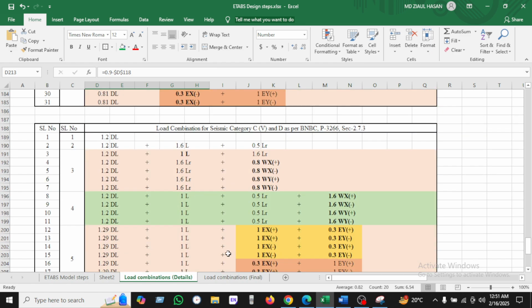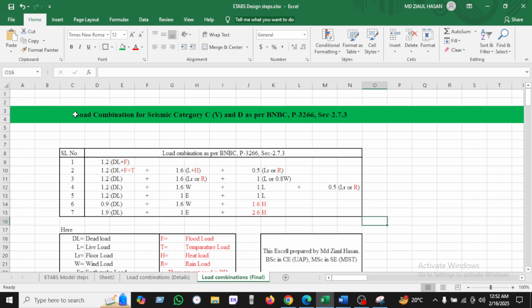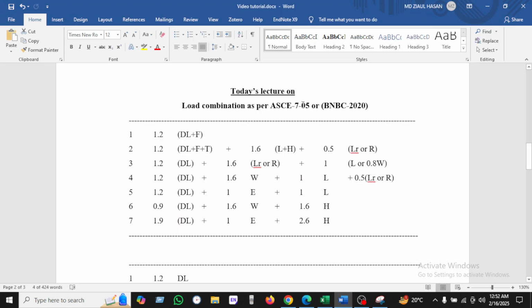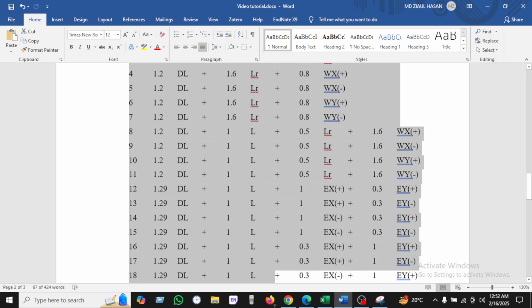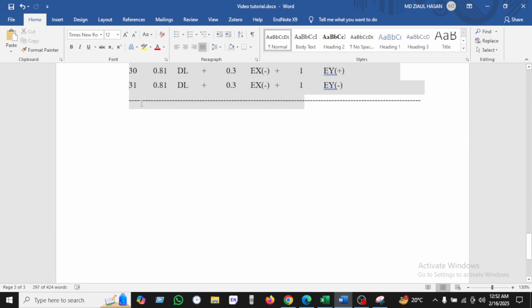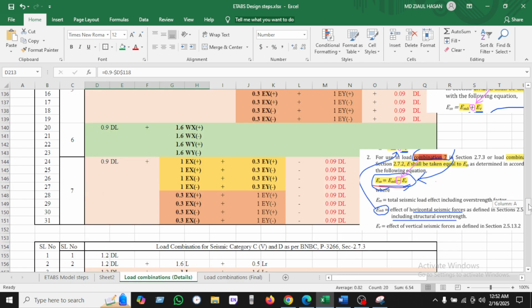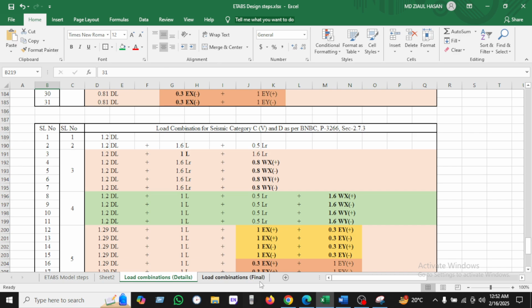So I have made another Excel. This Excel shows the load combination of seismic design category C, B, D as per BNBC or ASCE 7-05. These are the 7 load combinations, but here we are calculating 31 load combinations. I'm just showing how we get the 31 load combinations from the 7 load combinations.